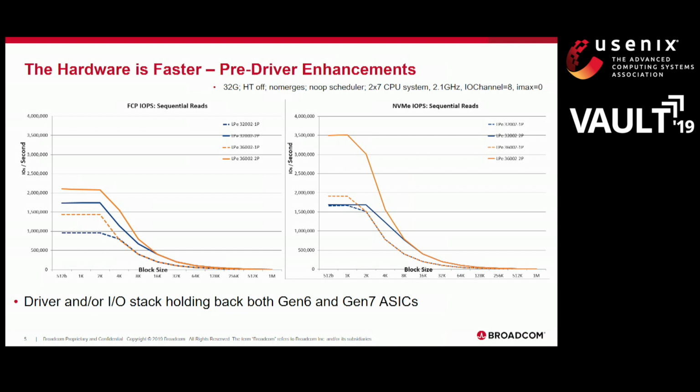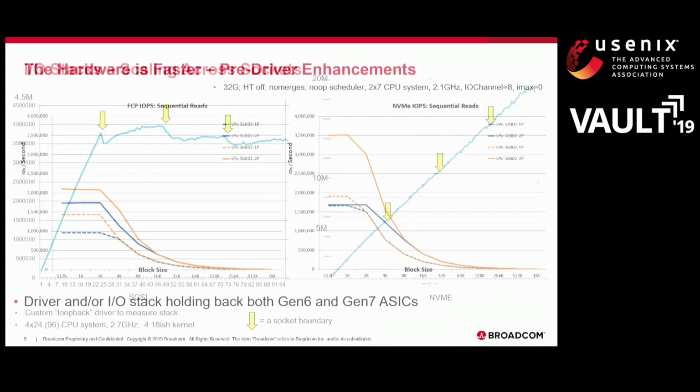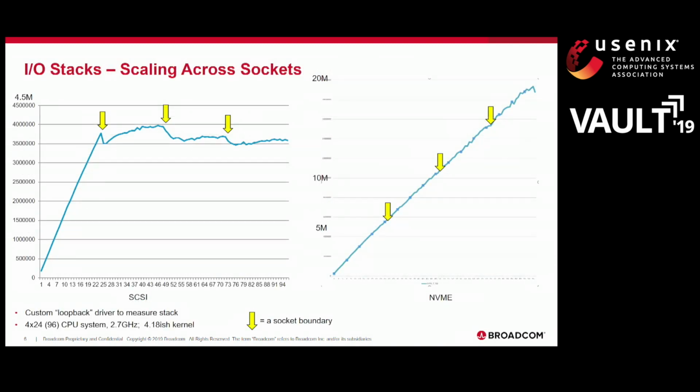But on the Gen 7, we find that the single port's under 2 million, the two port's still only around 3.5 million. So obviously there's a software deadlock or bottleneck going on there. So let's try and find out where the bottlenecks are. Are they in the stack or are they in the driver?